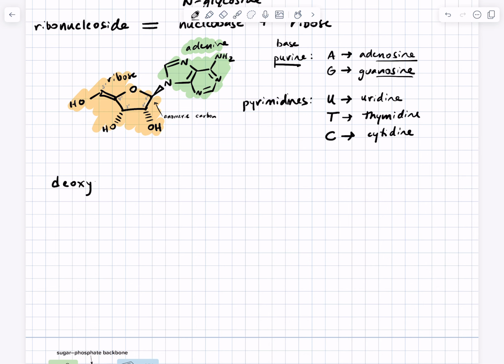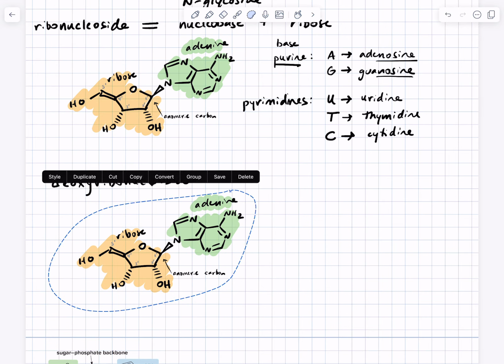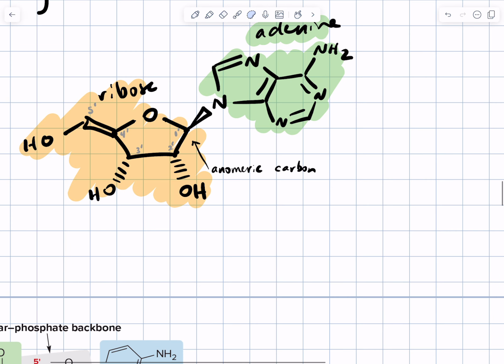Deoxyribonucleosides are going to be exactly the same, but they're going to lack one of the oxygens of the ribose ring. So deoxyribonucleosides lack the 2' hydroxyl.